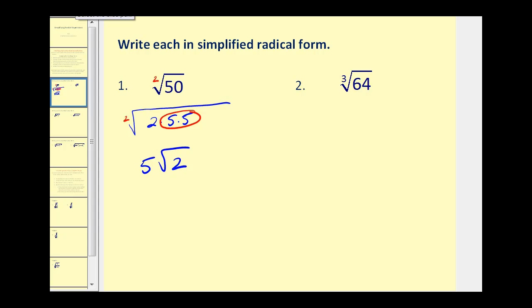Number 2, we have the cube root of 64. So we'll write out the prime factorization of 64. I know 64 is 8 times 8, and 8 is 2 times 2 times 2. So there's 8, there's another 8. So that would be 64.